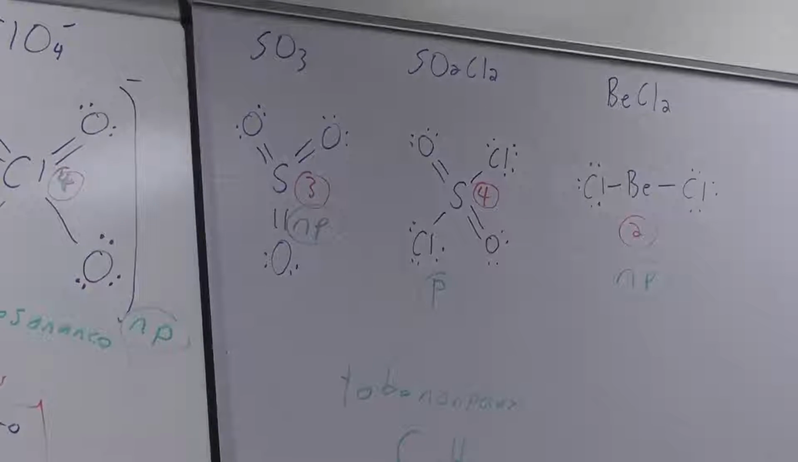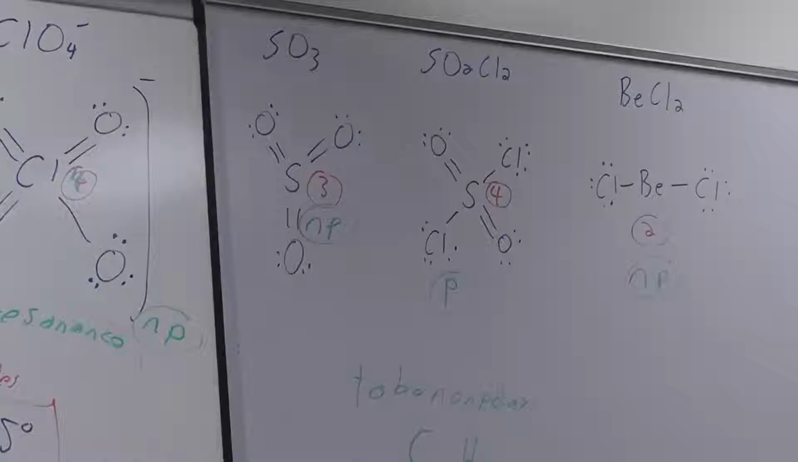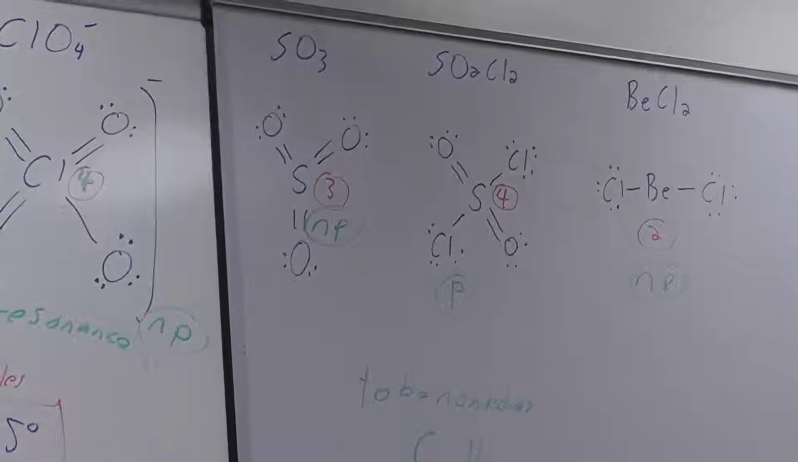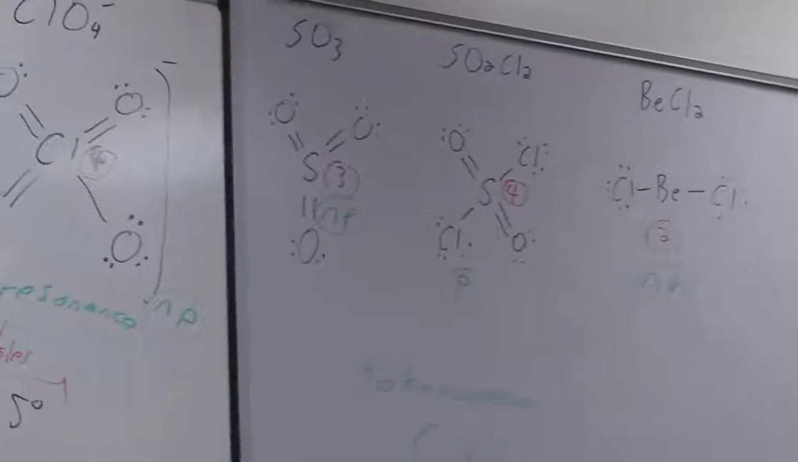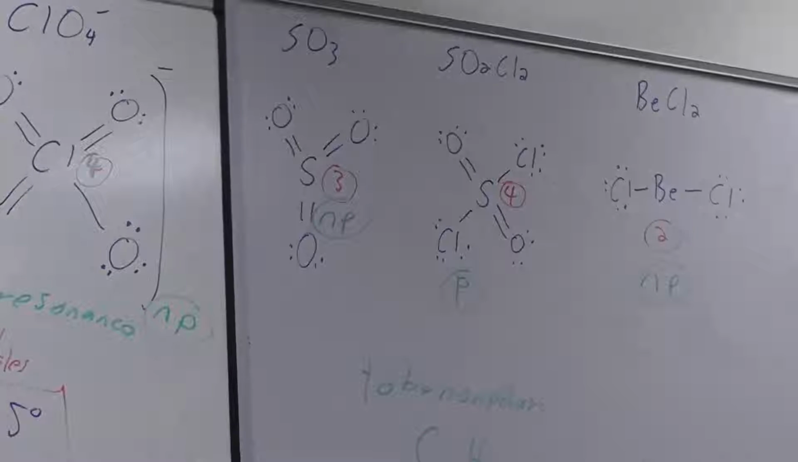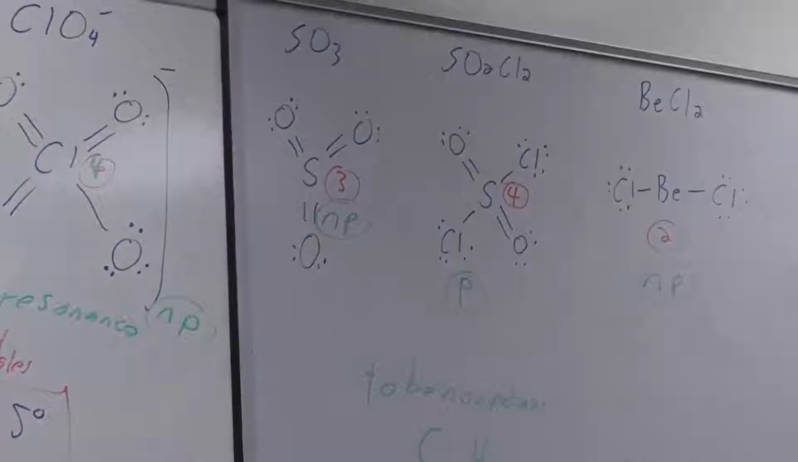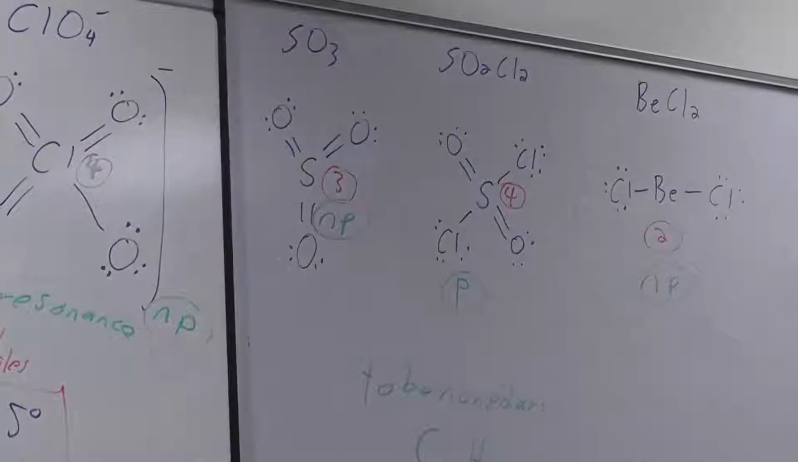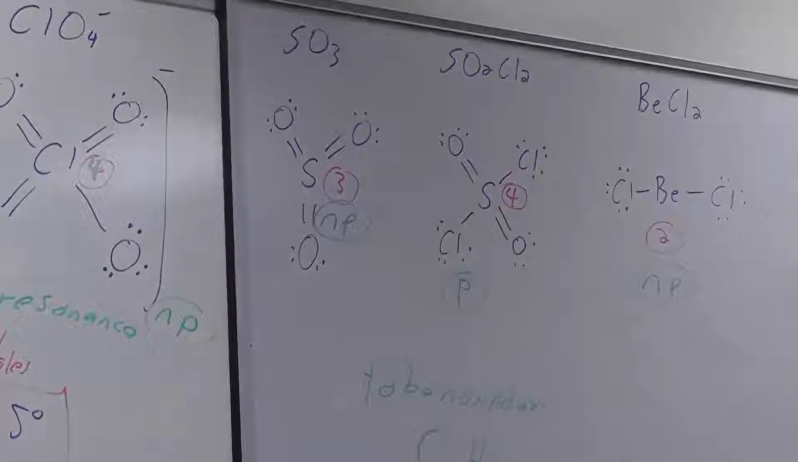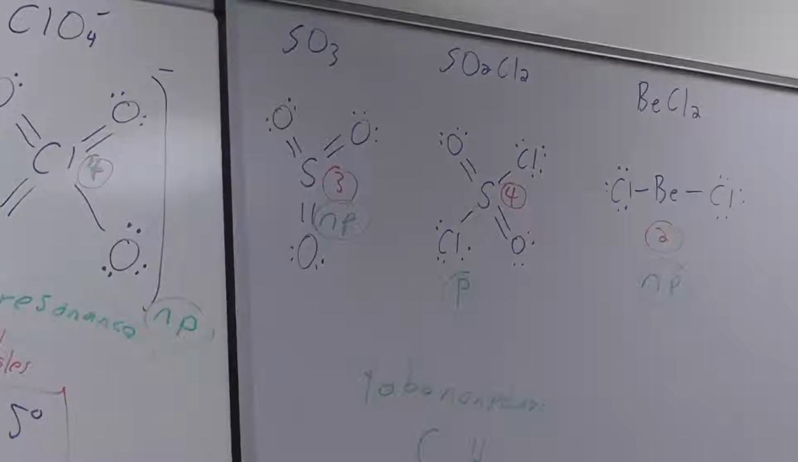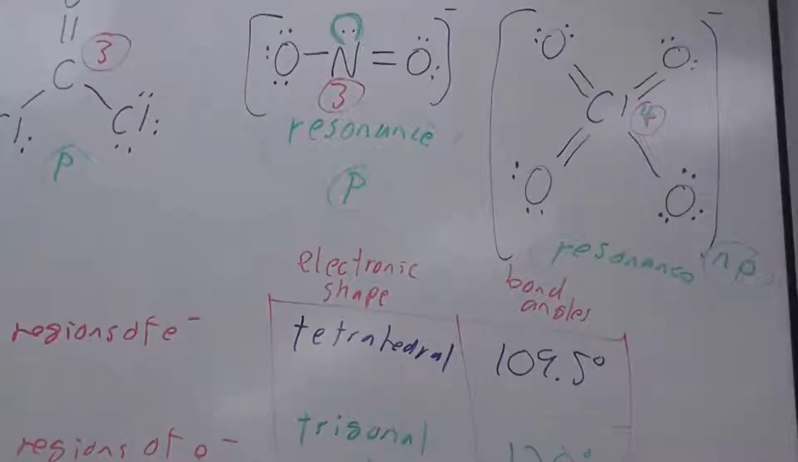Now the next three that we're going to go through are the sigma bonds, pi bonds, and orbital hybridization. And these are ones that are a whole lot more complicated to explain than they are to apply to the structure. So let's start with sigma and pi bonding.